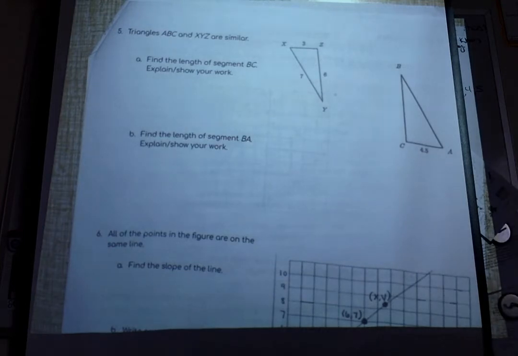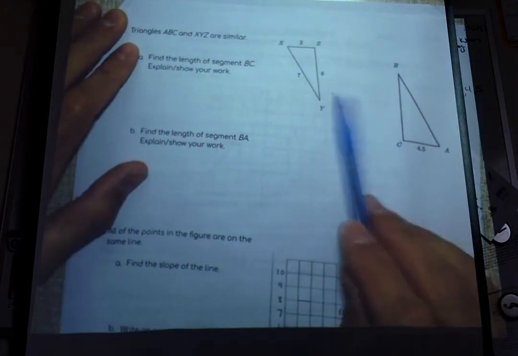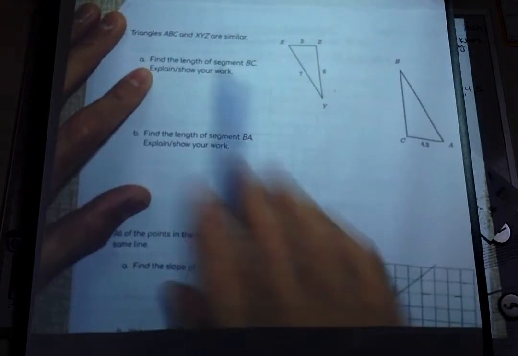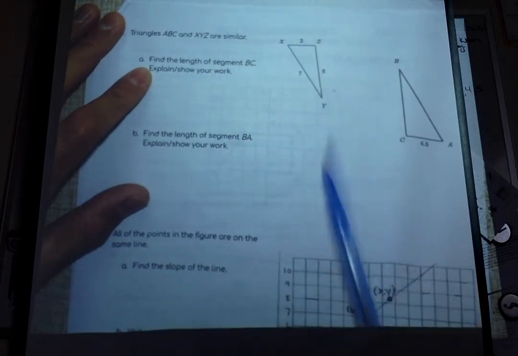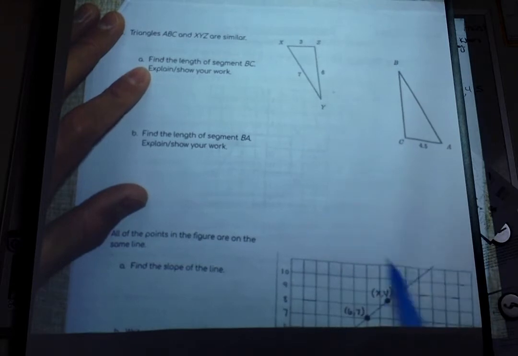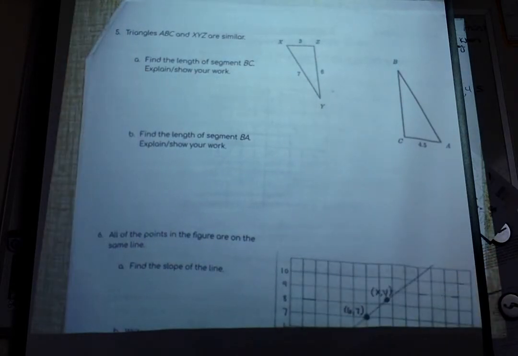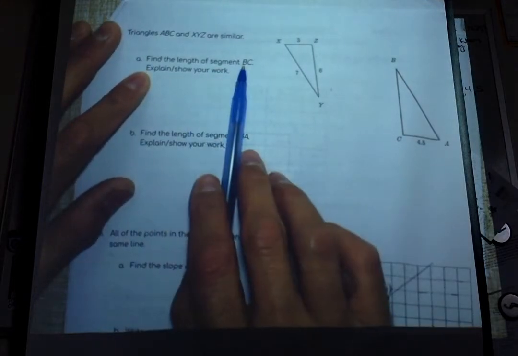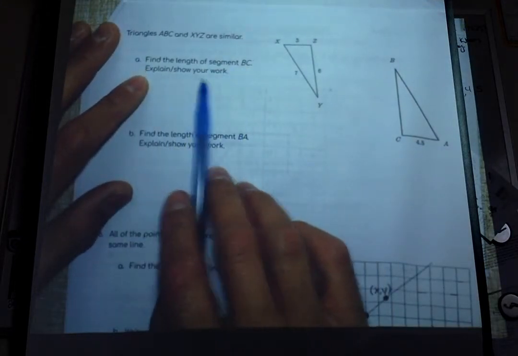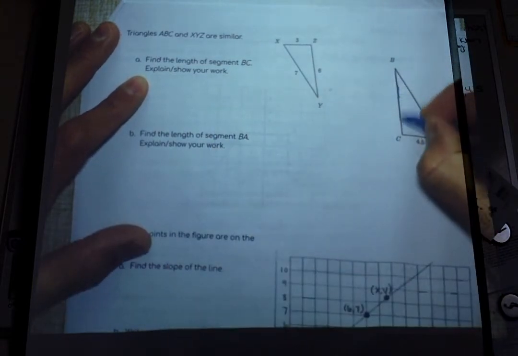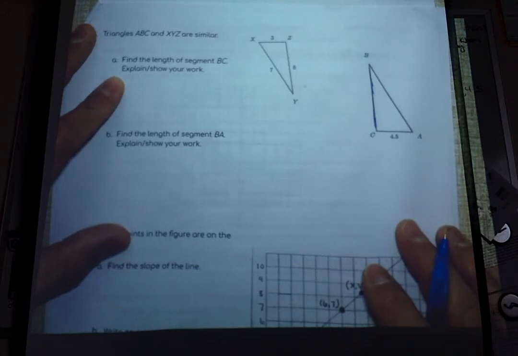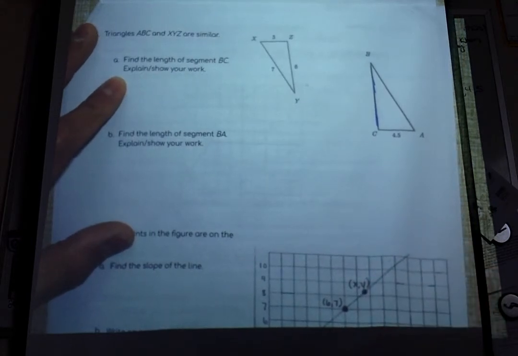Triangles ABC and XYZ. So we have our two triangles here. And they're saying they are similar. So we can assume that corresponding angles are going to be congruent and corresponding sides are going to be proportional or have the same scale factor. So it says find the line segment of BC and explain how you show your work. So we're trying to find out what this distance is right here. So let's find out what we know already.